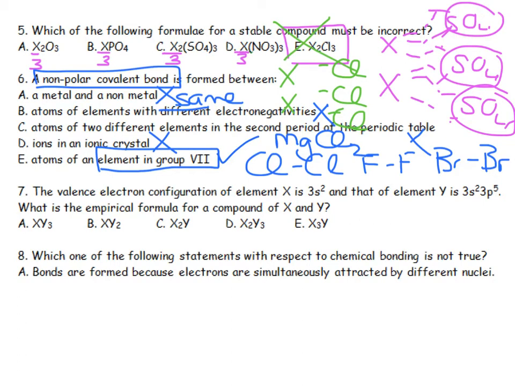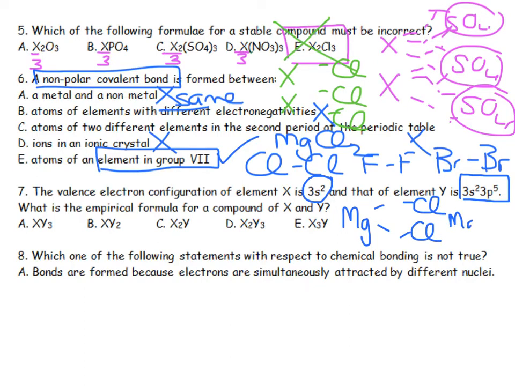The valence electron configuration of X is given to me, and it is 3s2, which means that it must be magnesium. And element Y, so that's magnesium, it has a valency of 2, and element Y is over here, it's 3p5, which means it must be chlorine.